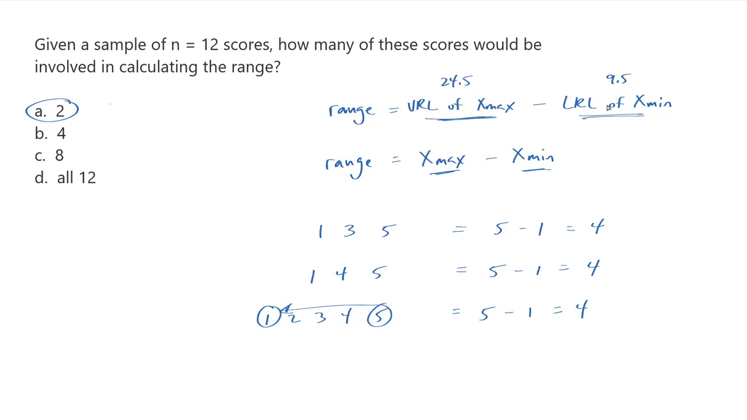Whether you're dealing with this version up here, which is looking at real limits of a number, or the actual values themselves from the distribution, the highest minus the lowest, you're only dealing with the outermost two values.